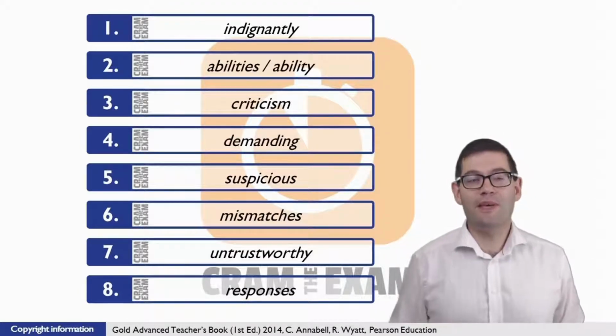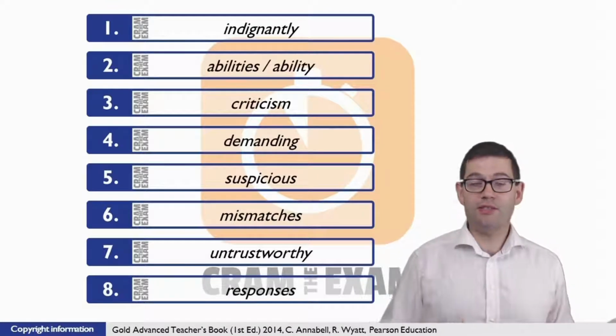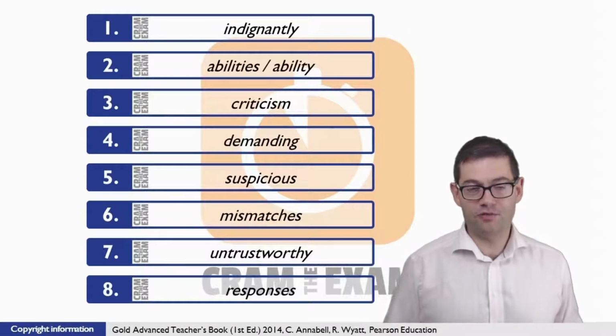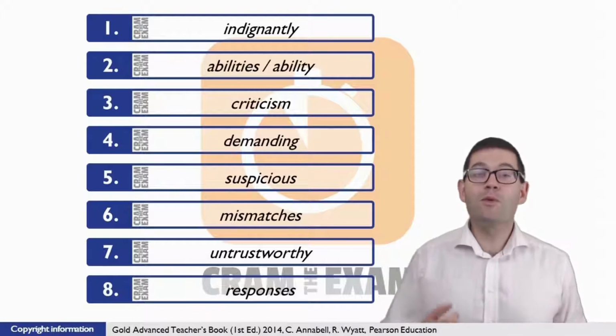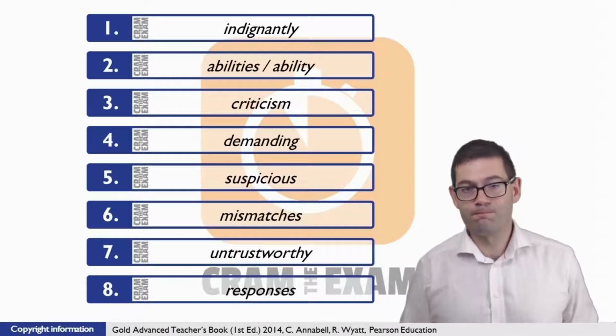Question number 3, easy peasy. Just before the gap we've got an article. We don't have the noun to which that article refers, so of course we need a noun. What's the noun that we need? We need the noun criticism.